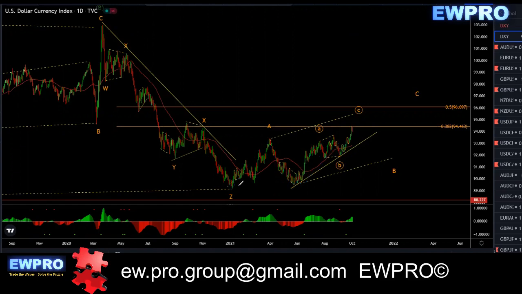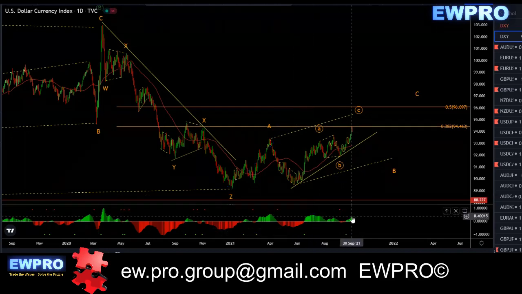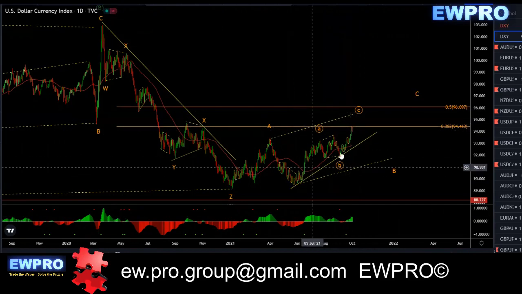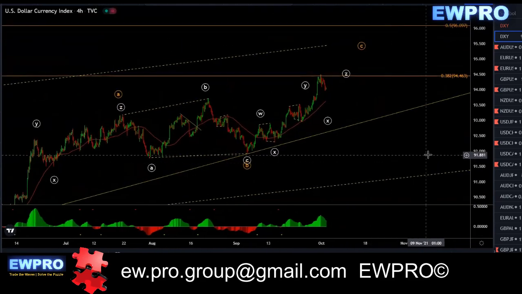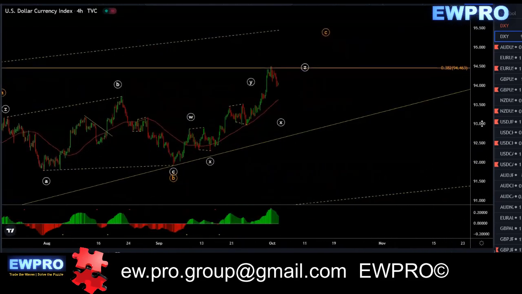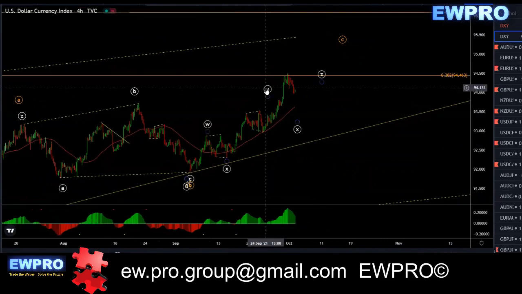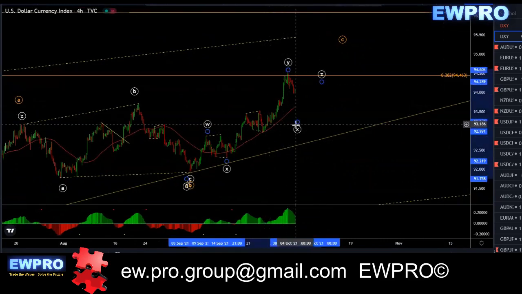So once we were over here, I was looking for that 38.2 fib retracement and even back to the 50 fib. So we finally got to that 38.2. We do have bearish divergence here. So looking at the H4, we're looking for that. Well, we're looking for a Z up.